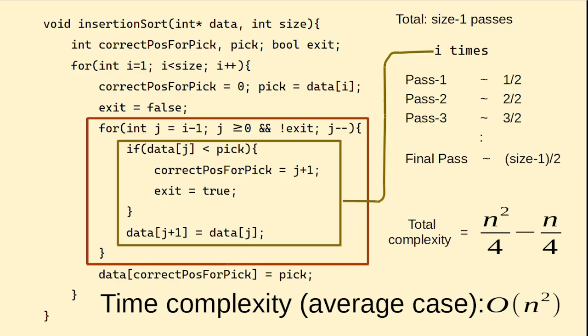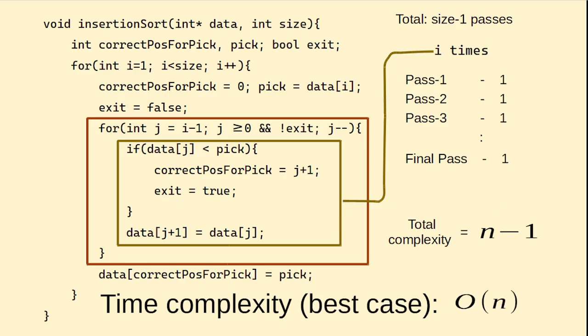In the best case scenario, when the received array has all the elements sorted in the desired order, in this case ascending order, the inner loop will execute for only one iteration, and after the first iteration the control will just exit the loop. Therefore, you can assume that the inner for loop code block gets executed only one time in each pass, which leads to big O n complexity.